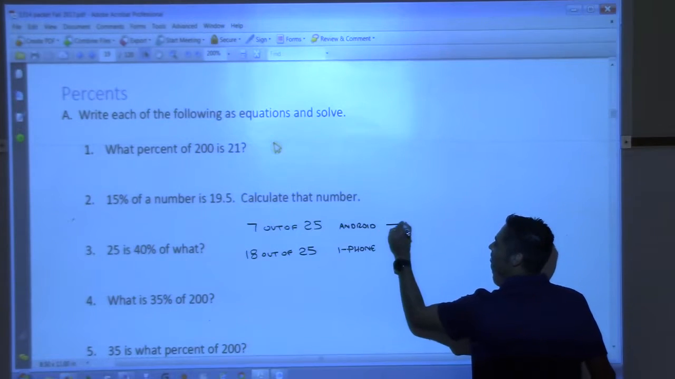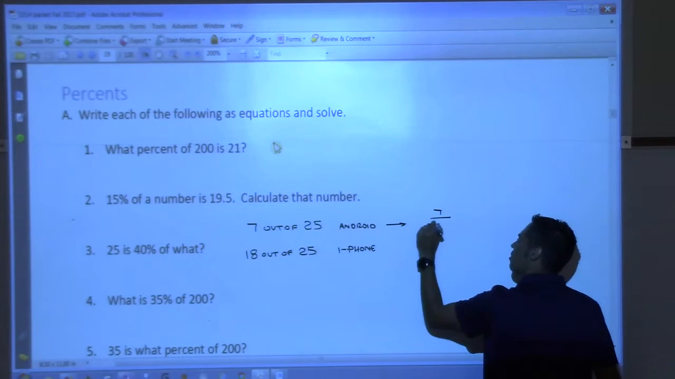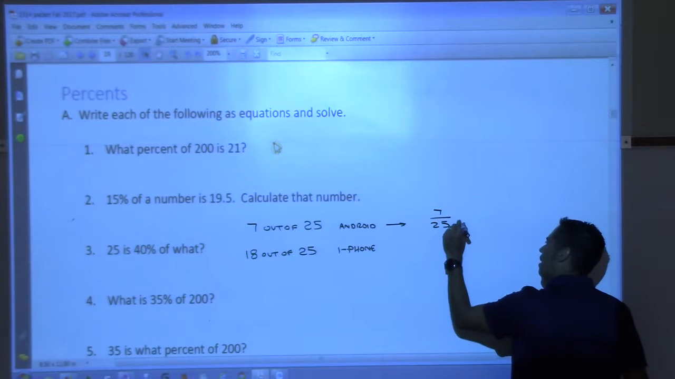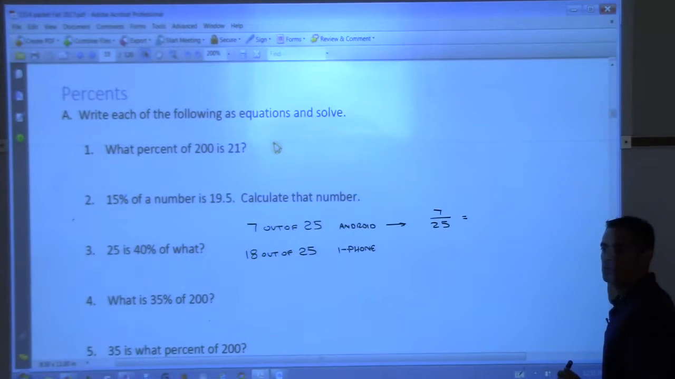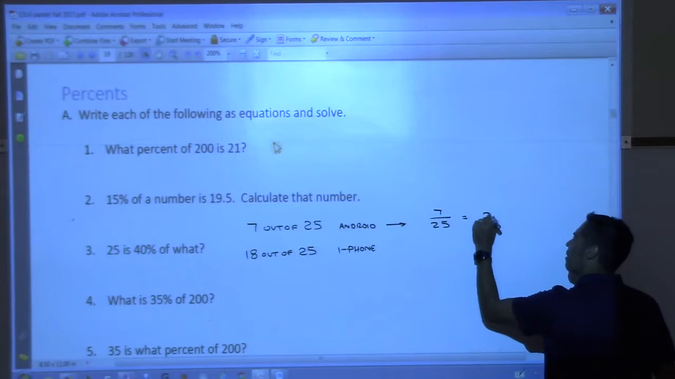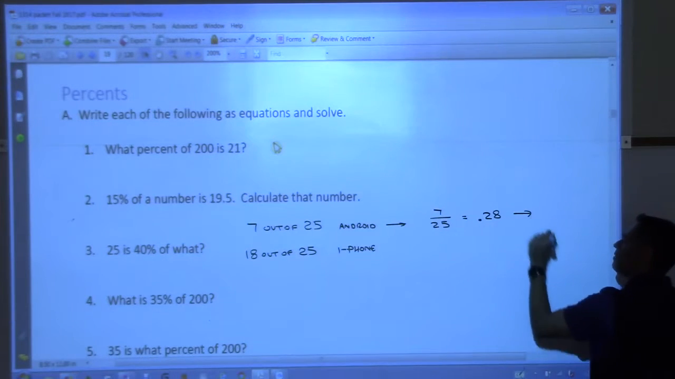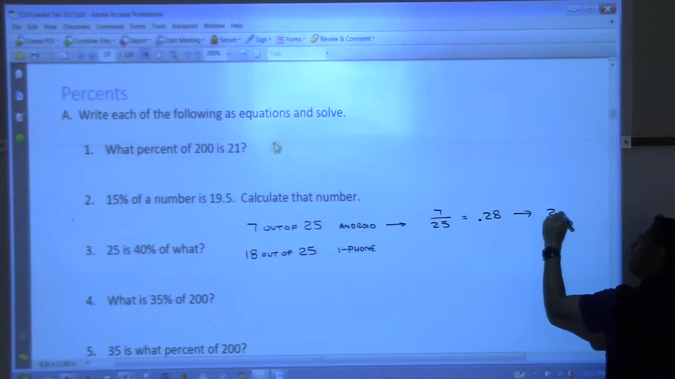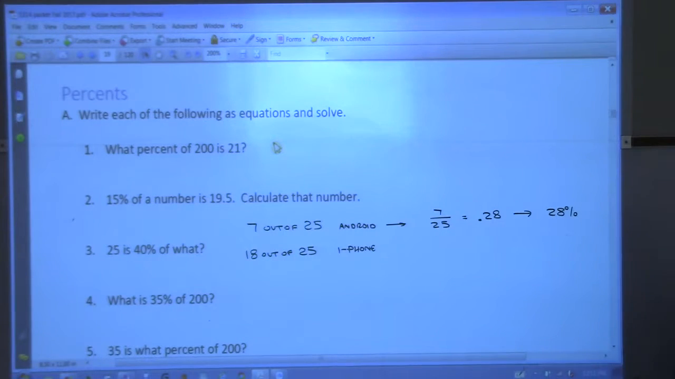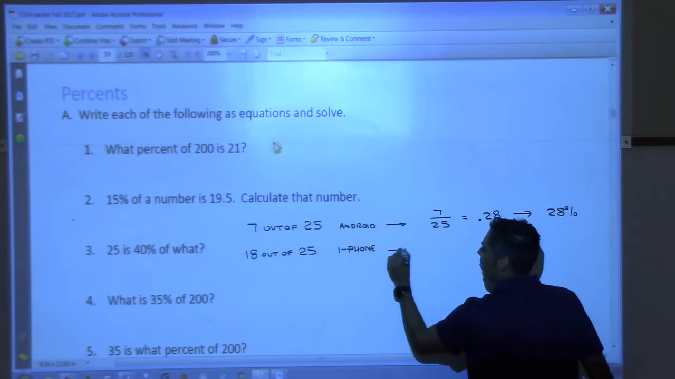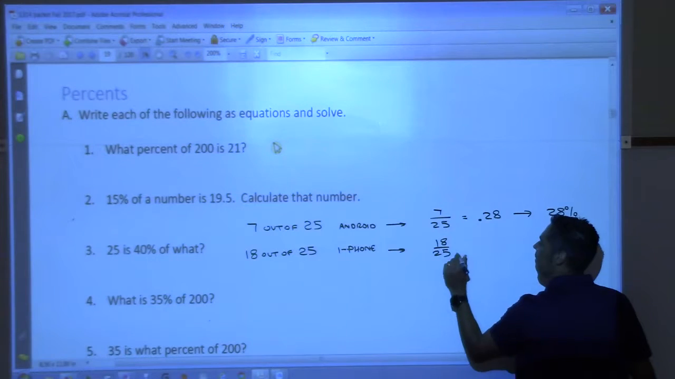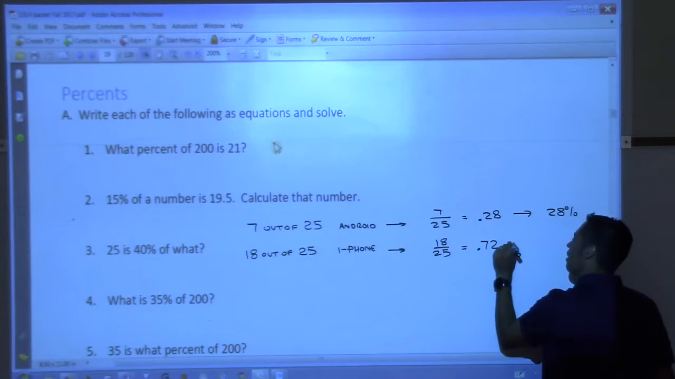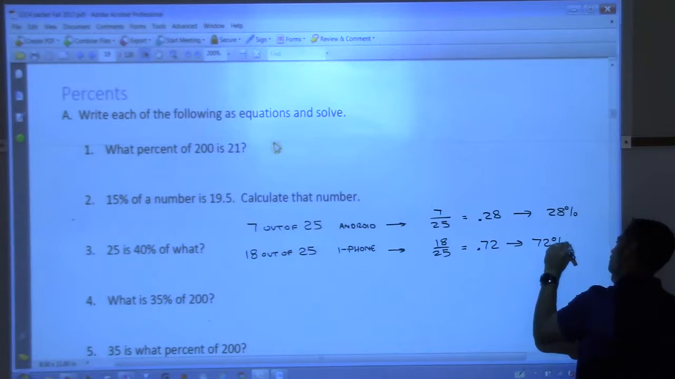Okay, so let's see. If you do this as a fraction, we have 7 out of 25. Somebody do that on the calculator for me and give me, what is it? 0.28? And that means if we convert that to a percentage, that's 28%. It's actually pretty high in my experience. And then, of course, this would have to be 0.72, and that would be 72%.